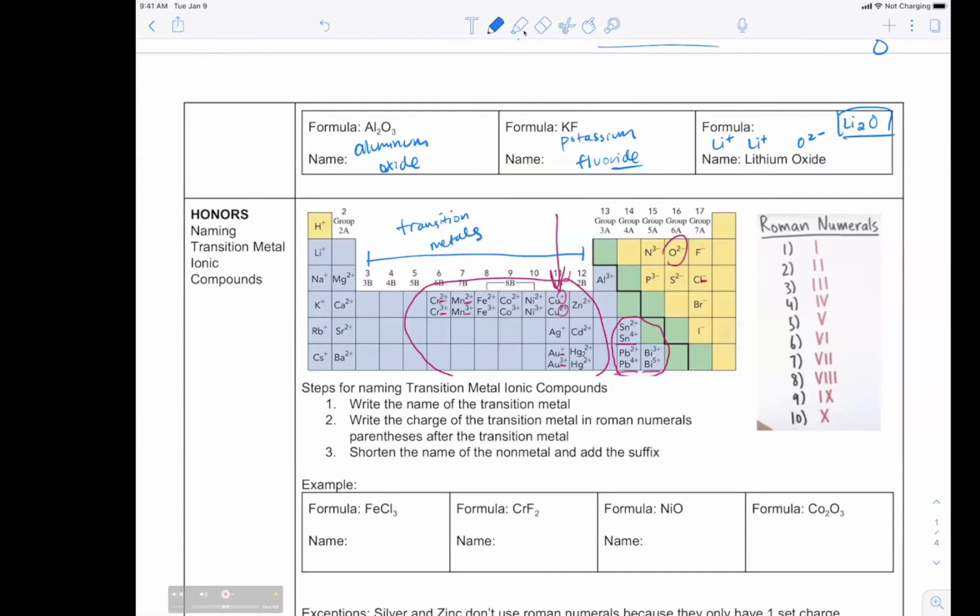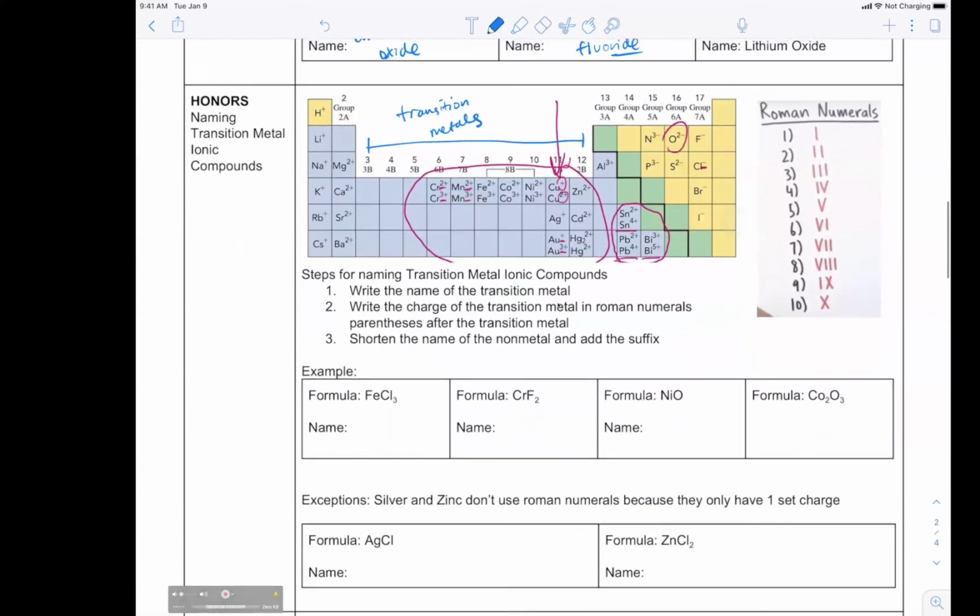But if you look at your transition metals, you can see that a lot of them have multiple different charges, right? So like chromium has 2+ or 3+. Manganese has 2+ or 3+. Copper has +1 or +2. So when we're talking about transition metals, if your transition metal has multiple possible charges, you're going to write the charge of the transition metal in Roman numerals. And your Roman numerals are listed here. Okay, and you would write that after the transition metal. So let me just show you an example, and then it'll kind of make more sense.